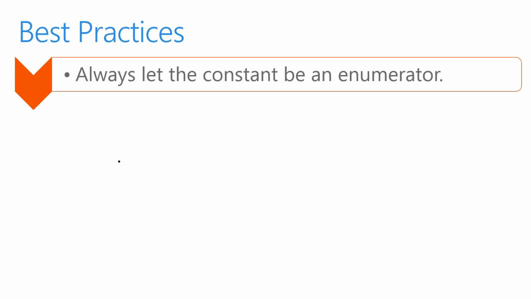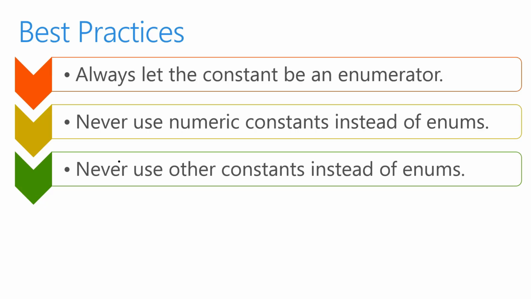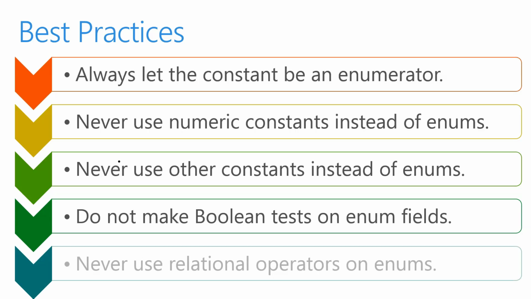Additionally, let's review some more best practices for working with enums and constants. First, you should always access a constant using an enumerator. You'll never use numeric constants instead of enums, and you'll never use other constants instead of enums. You do not make Boolean tests on enum fields, and lastly, never use relational operators on enums.